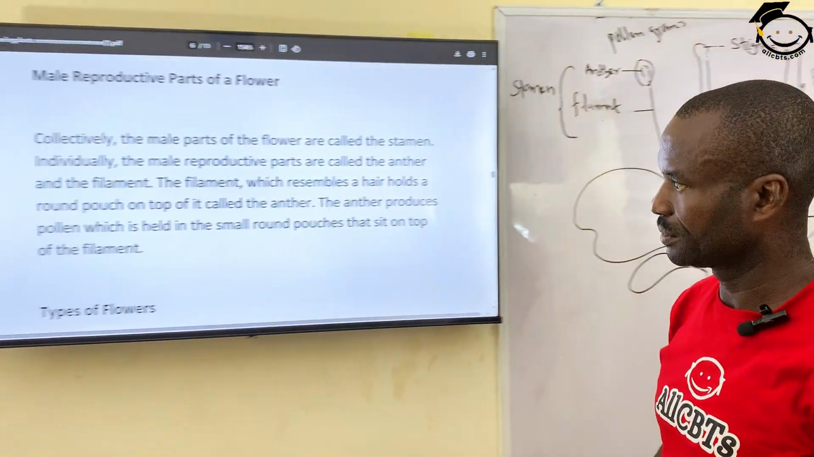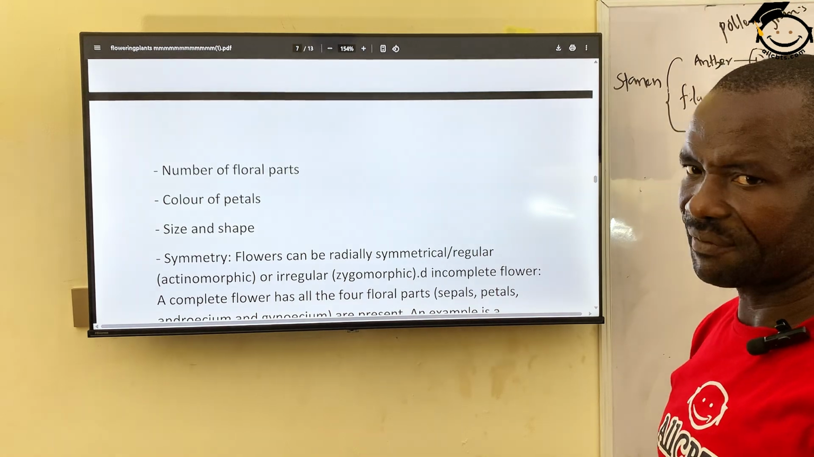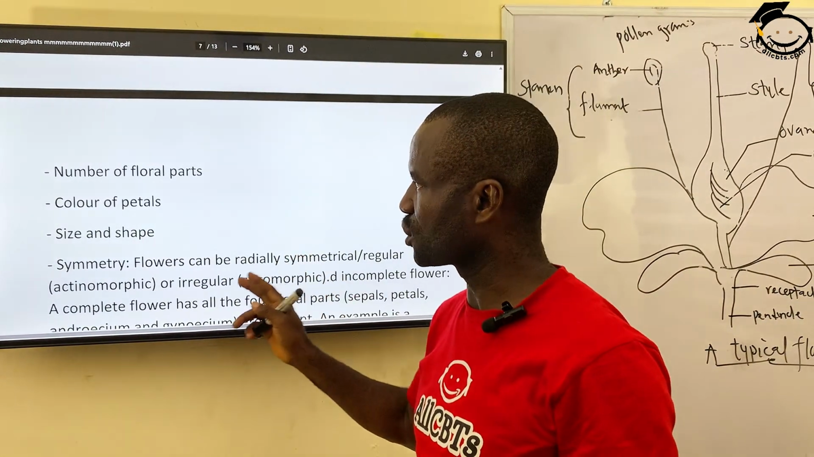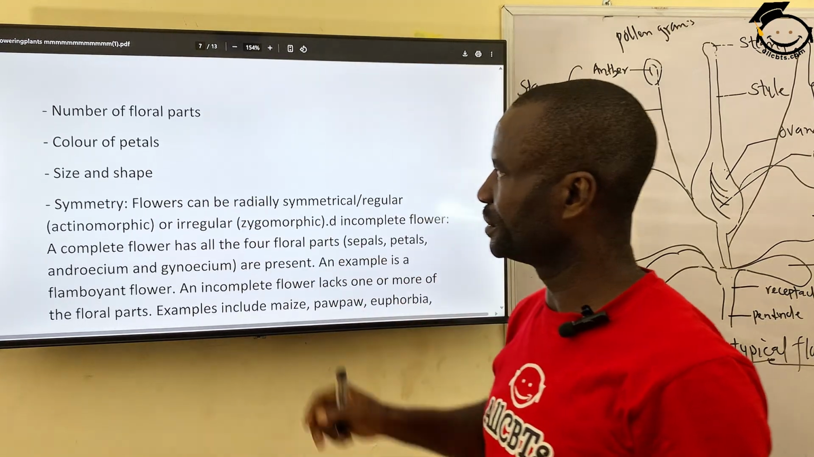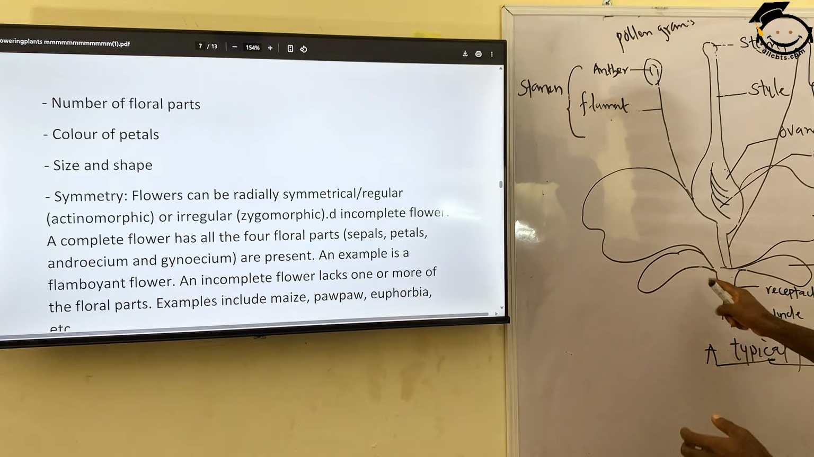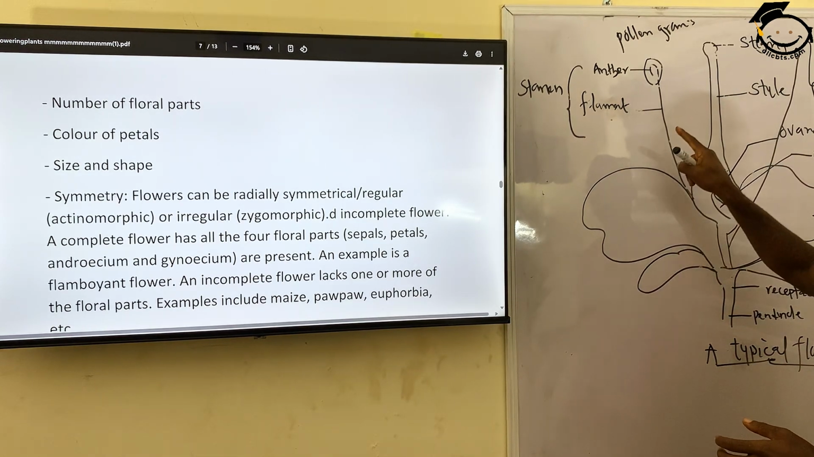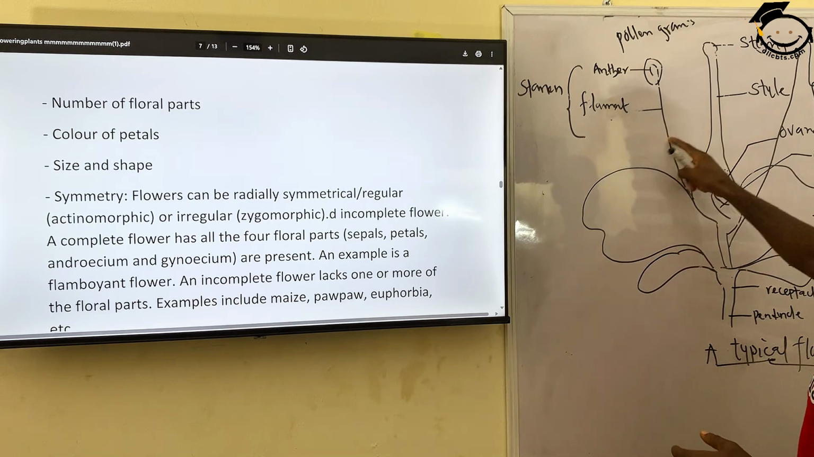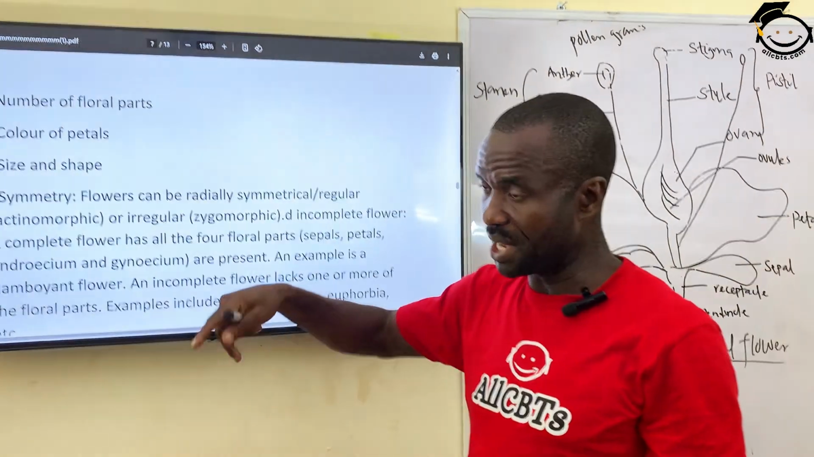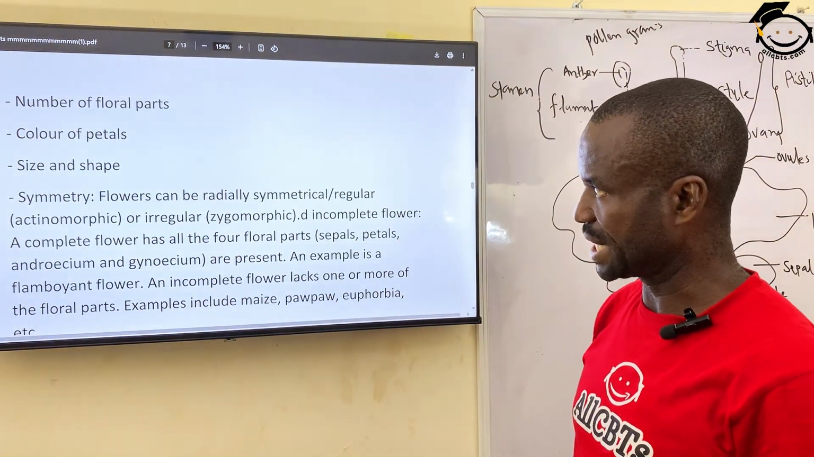Yes, let's move on. Now let's look at the types of flower we have. We define a flower based on three structures. Number one, the floral parts. That is the rings of the flower: the carpel, petal, stamen, and the pistil. That is the number of whorls. Some of them can be 4, some can be 3, some can be 10, depending.